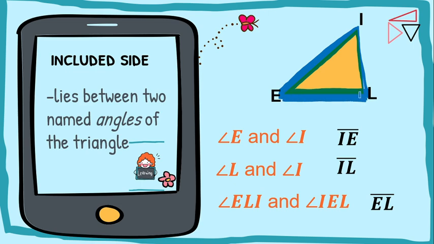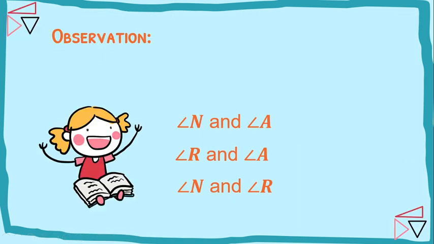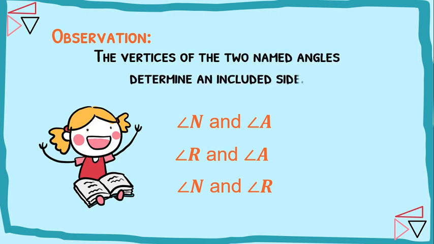So, from that, what can you observe? So take a look at the given angles and the included side. Okay, the observation, the vertices of the two named angles determine an included side. So dito naman, yung dalawang vertices nung given na angles natin, yun naman yung included side. So parang pagsasamahin mo lang yung dalawang vertex ng ating angle and then lalagyan mo lang siya ng symbol ng segment sa taas, yun na yung included side.